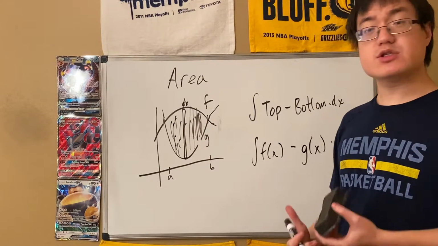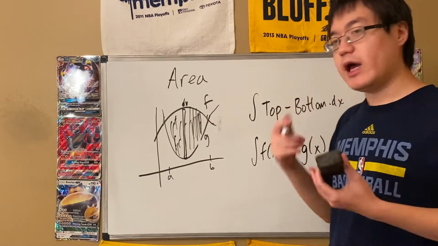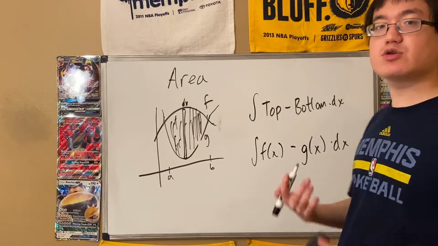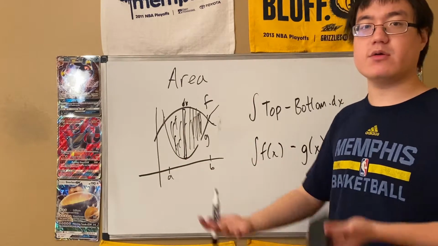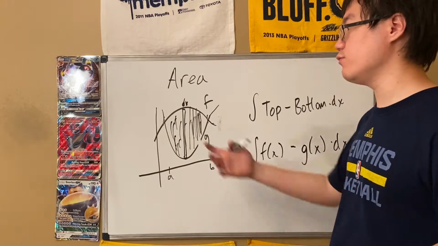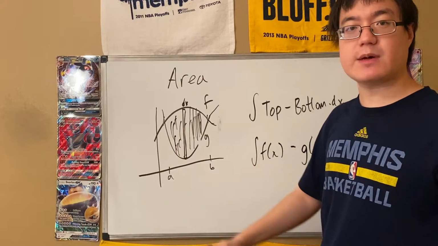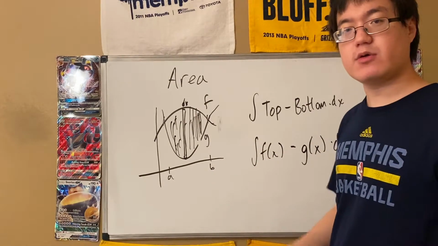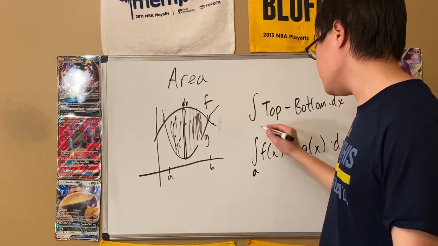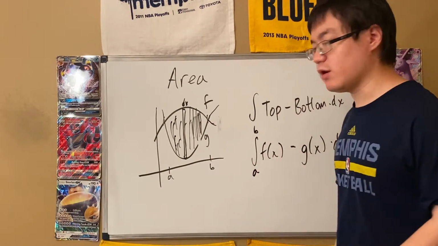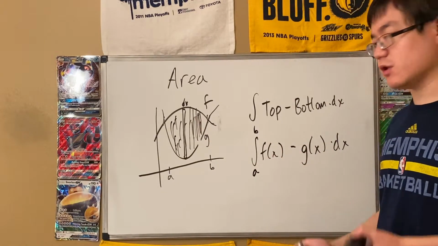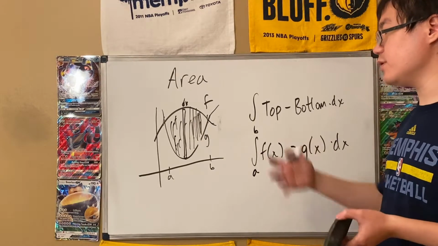We do need numbers on the integral, we need limits on the integral, and keep in mind that if you're dealing with x's, you're just going to do the leftmost x value and the rightmost x value in the region. It looks like the leftmost x value is a, and the rightmost x value is b. So it's going to be a and b. That's going to be our formula. This is the formula we're going to use a lot, top minus bottom, where top in this case is f minus g.